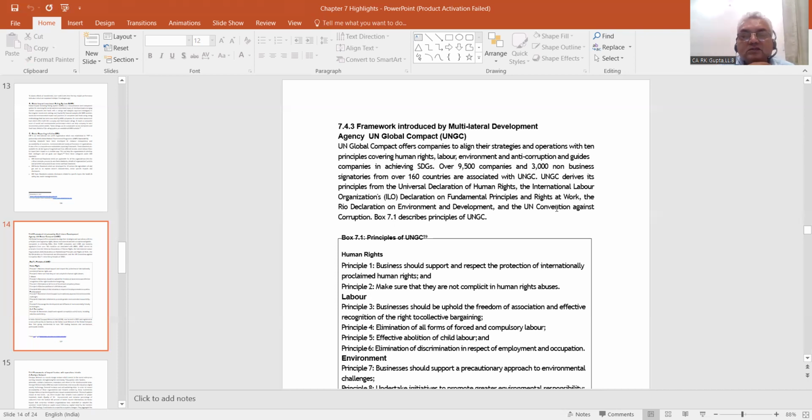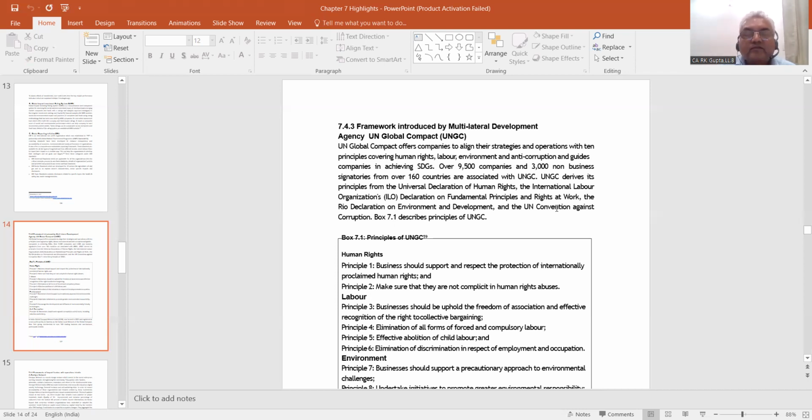Human rights, this is principle number 1. So business should support and respect the protection of internationally proclaimed human rights. And second is, make sure that they are not complicit in human rights abuse. So you are not involved directly or indirectly in human rights abuse. So that is also principle number 2.